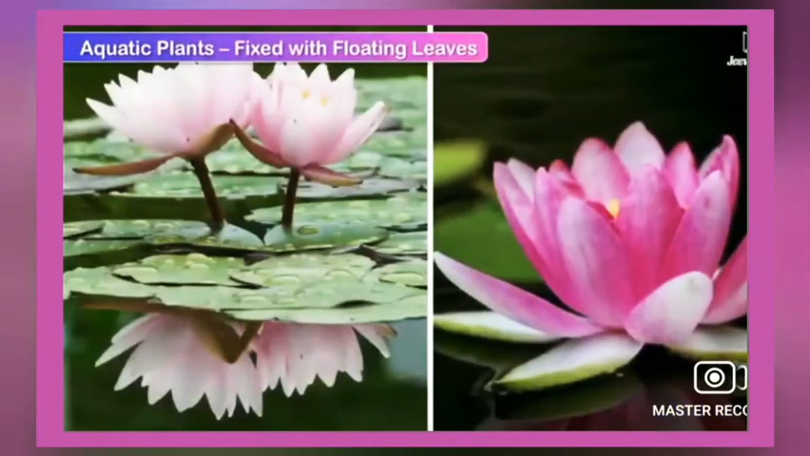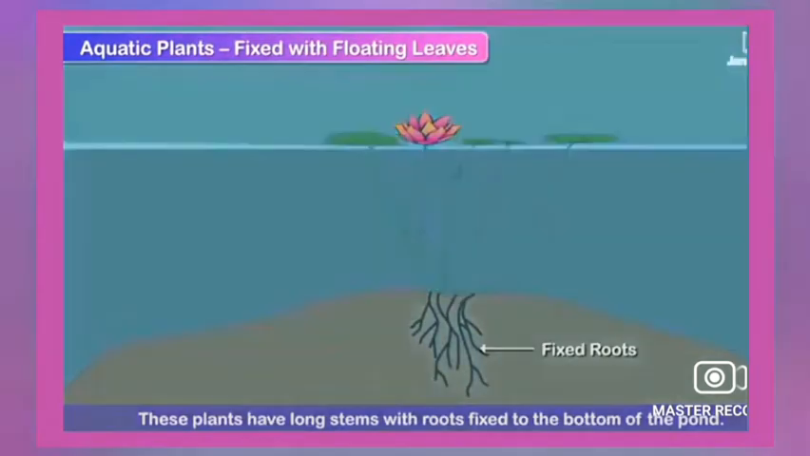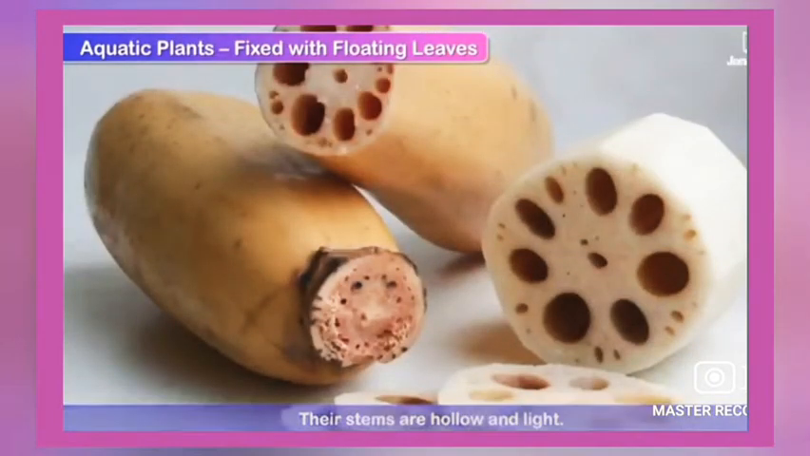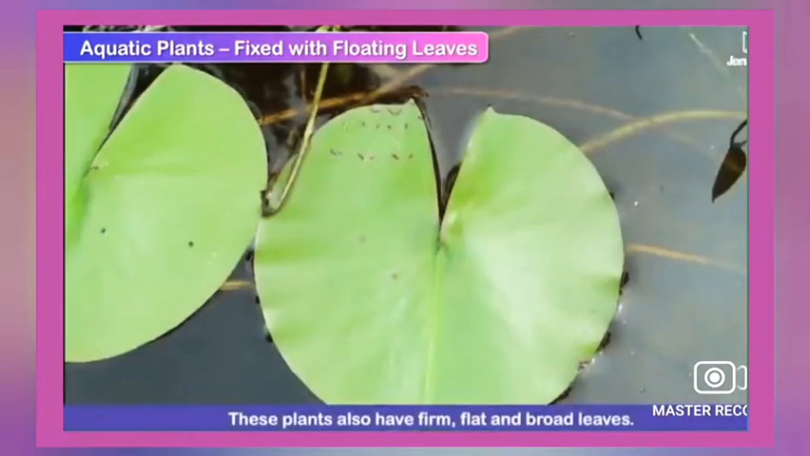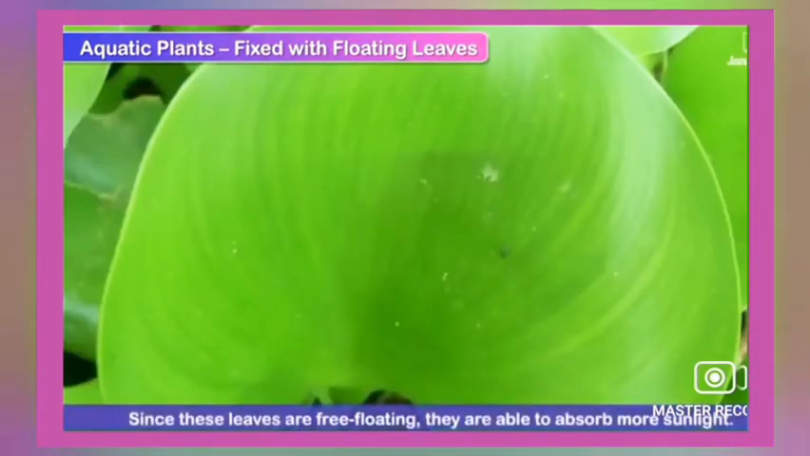Fixed aquatic plants with floating leaves. Water lily and lotus are freshwater plants. They have long stems with roots fixed to the bottom of the pond in the muddy soil. Their stems are hollow and light. These plants also have firm, flat, and broad leaves. Since these leaves are free-floating, they are able to absorb more sunlight.